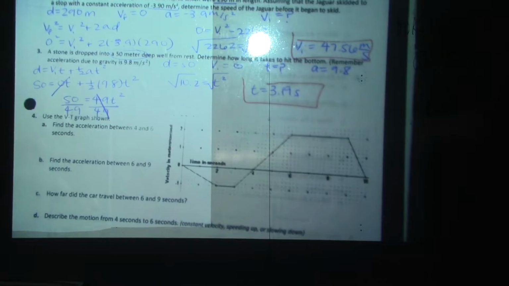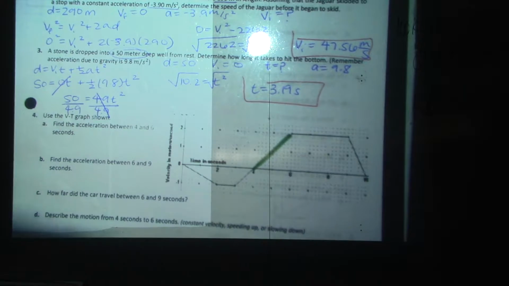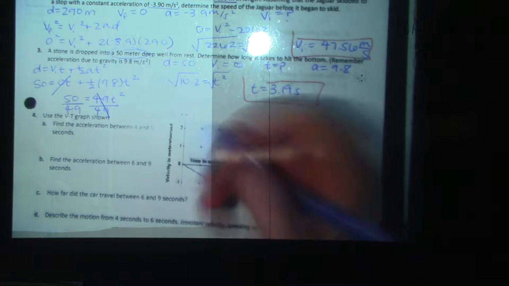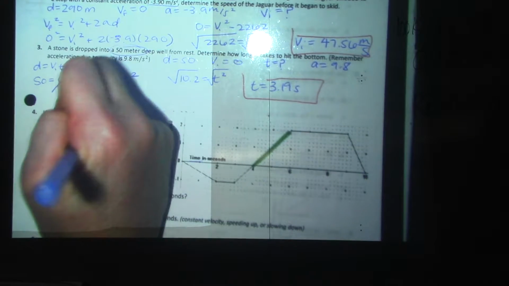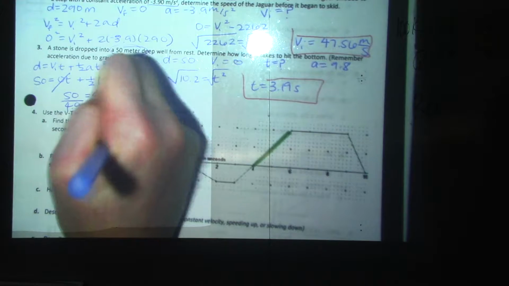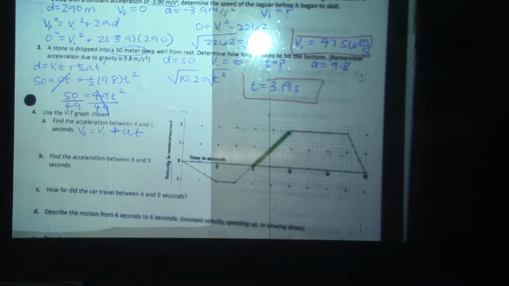4, I am asked to find the acceleration from 4 to 6 seconds. So from here to here. I have a graph of velocity and time, and I'm looking for A. So the equation that relates velocities, time, and A is, oops, it's a plus sign, Vf equals Vi plus At.